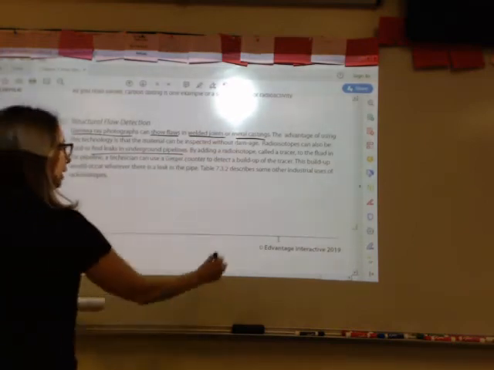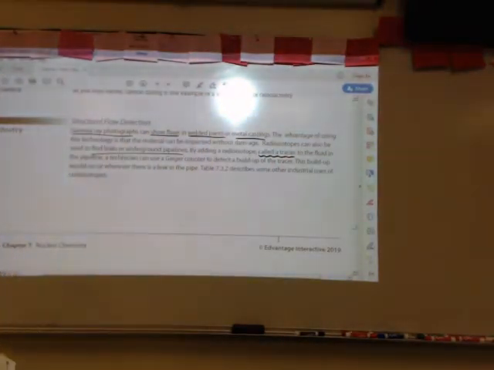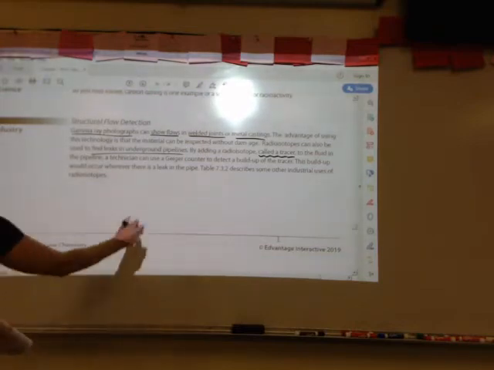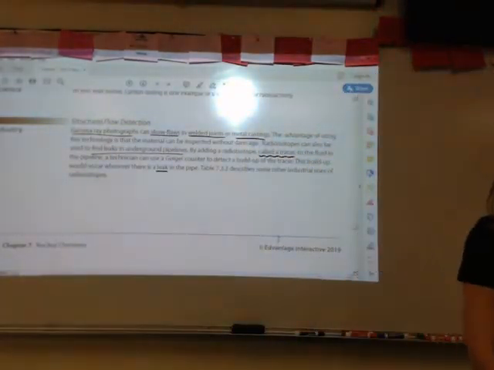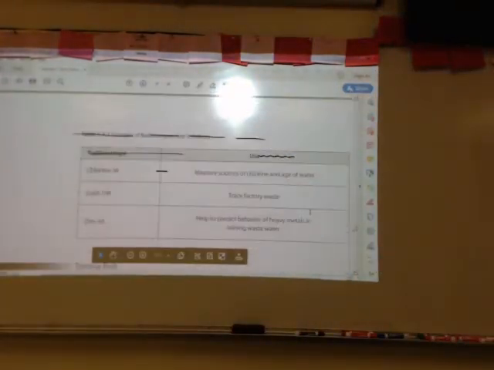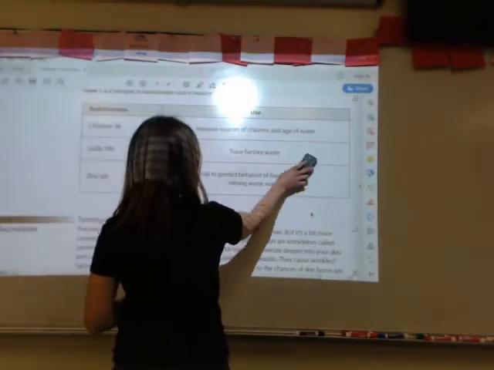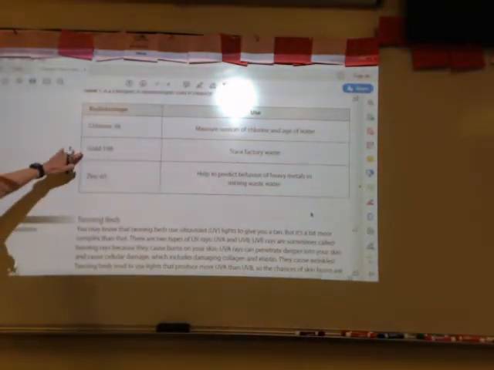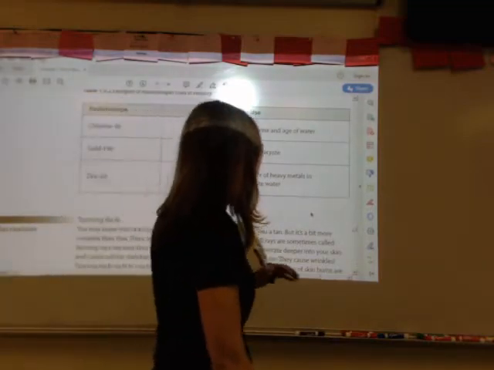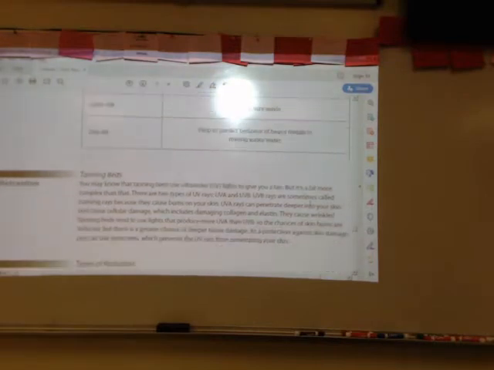If you add a radioisotope, which they call a tracer, to fluid in pipelines, you can use a Geiger counter to detect the buildup of the tracer. And that buildup happens wherever there is a leak in the pipe. Now on the next page, they've given us some other industrial uses for radioisotopes. Chlorine-36 measures sources of chlorine in the age of water. Gold-198 traces factory waste. And zinc-65 helps to predict the behavior of heavy metals in mining wastewater.